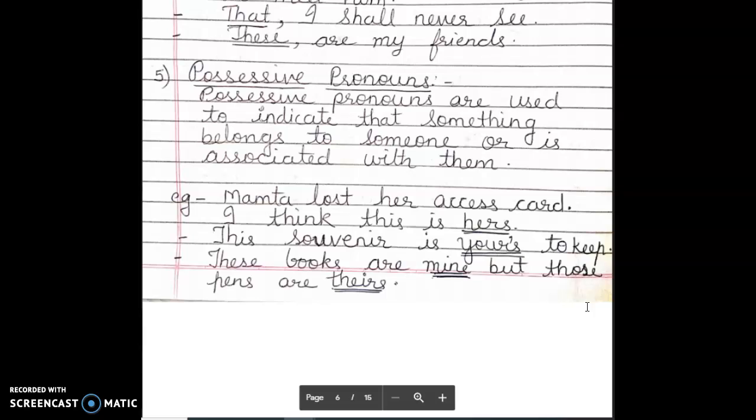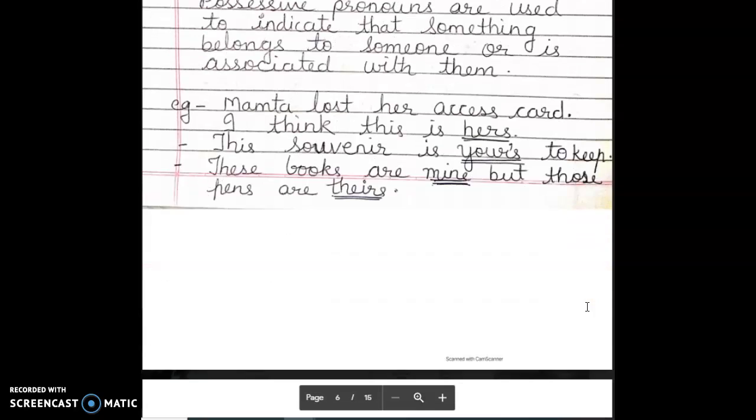The next one is possessive pronouns. Possessive pronouns means when we talk about this thing belonging to me or to someone, then it is associated with them and is said to be a possessive pronoun. For example, this laptop is mine, right? Mamta lost her access card. I think this is hers. So, here these are your possessive pronouns.